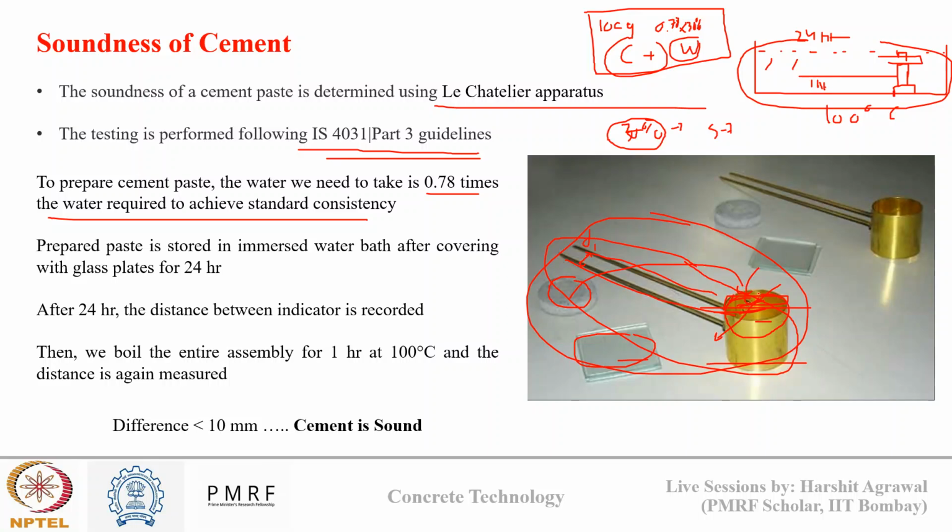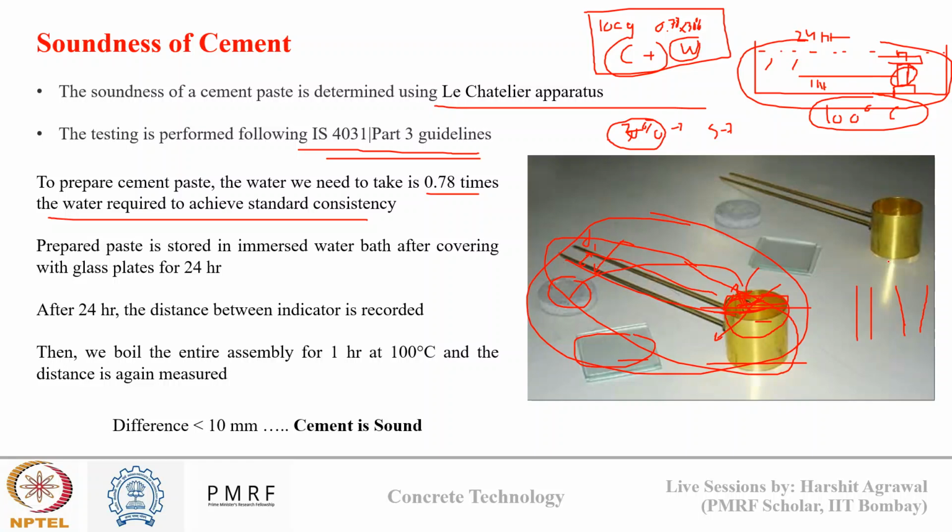Why am I boiling this system? So that I increase the kinetics of the cement hydration that is happening here. In the hardened state, if there is an excess of lime, I will see volume expansion. To check that, I am keeping it in a hot water bath, which will increase the kinetics of the reaction. If there is excessive expansion in the cement paste, these two needles will move apart, because the paste enclosed here will try to occupy more space, which is not provided to it. So initially the needles were like this, and they will become like this when there is expansion inside this mold.